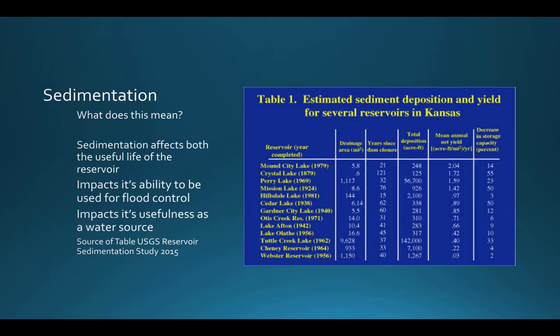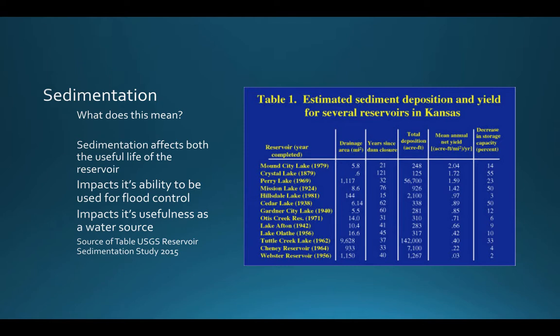Some of the things that we have to look at for sedimentation is, what does it do? Sedimentation affects the useful life of the reservoir, but it also impacts its ability to be used for flood control, and it impacts its usefulness as a water source due to some of the minerals and metals and things that can be stored in the sediment. But we look at some of these here, and a lot of the sedimentation does have to do with the age of the reservoir. We look at some of the older reservoirs that are out there, and those are the ones that tend to have more sedimentation. Whenever we look at some of these, Turtle Creek Lake down here is 33% loss of capacity.